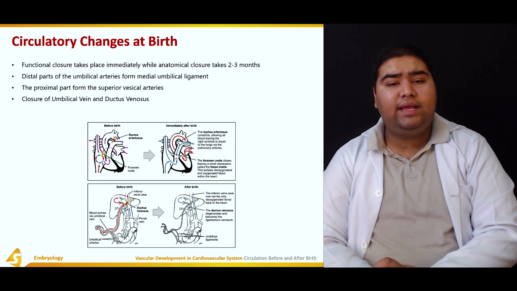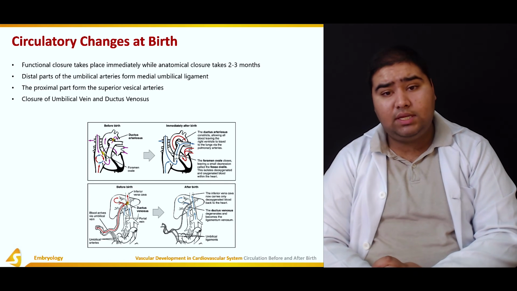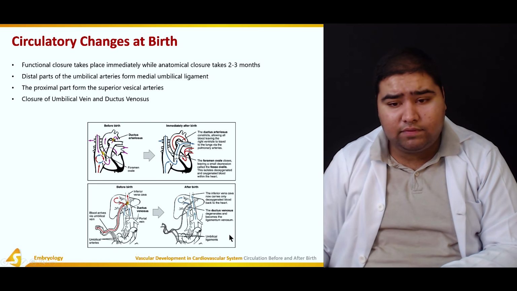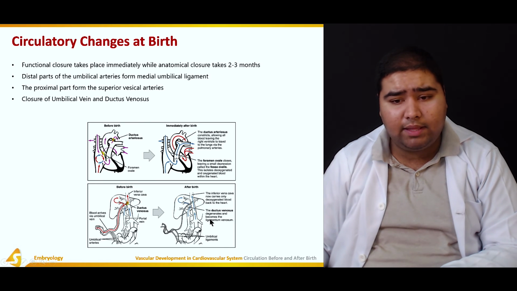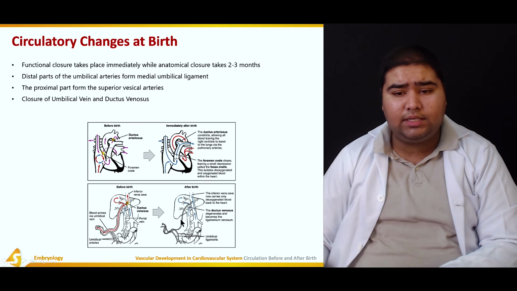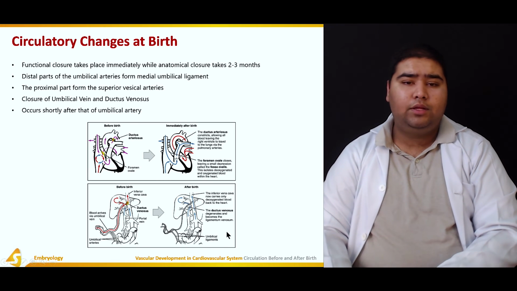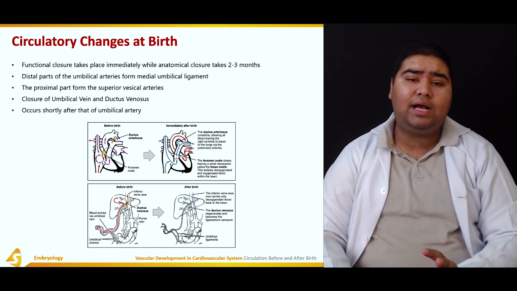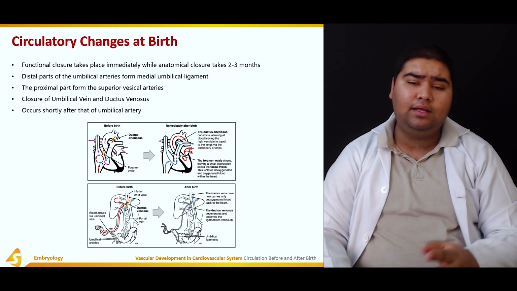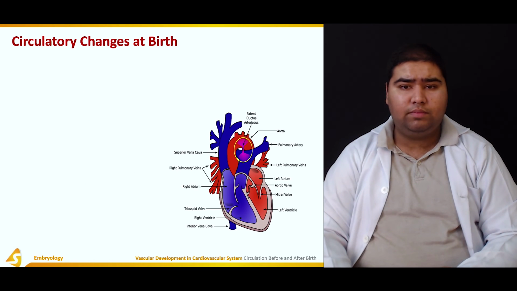So closure of the umbilical vein and ductus venosus takes place. Obviously, they're not required. The ductus venosus degenerates, it becomes the ligamentum venosum here. This is the ductus venosus which degenerates and forms the ligamentum venosum. This occurs shortly after that of the umbilical artery. So the umbilical artery goes out first and then the ligamentum venosum.